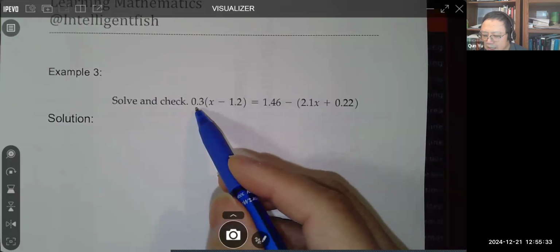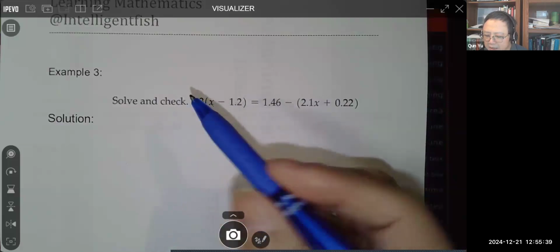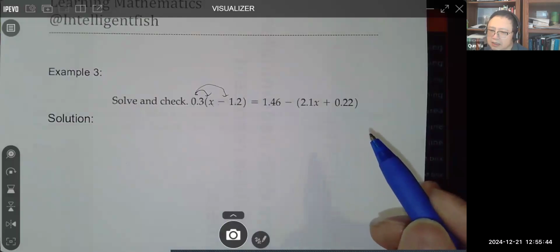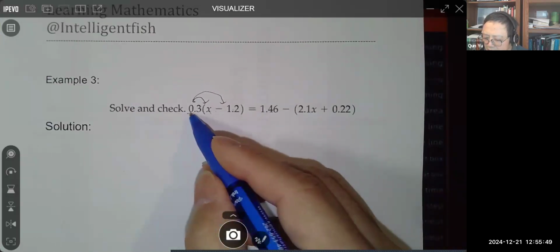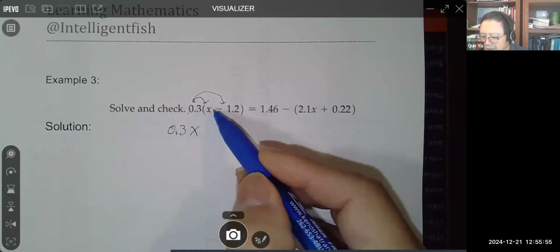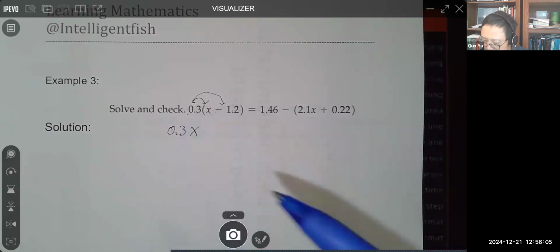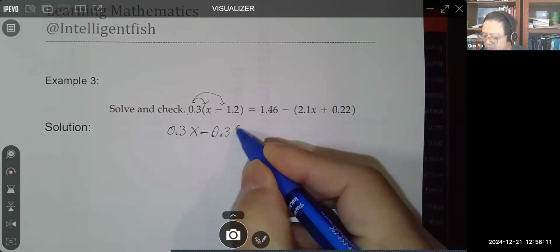That is, you multiply each number inside, or variable, everything inside, by this number outside. In other words, we need to do a distribution to remove the parentheses so that we can combine like terms afterwards. So let's do that. 0.3 times x, that's 0.3x. Then after you multiply by x, x is gone. Imagine that x is gone. The only thing left is a negative 1.2. Positive times negative will be negative. When you multiply it together, you got negative 0.36.